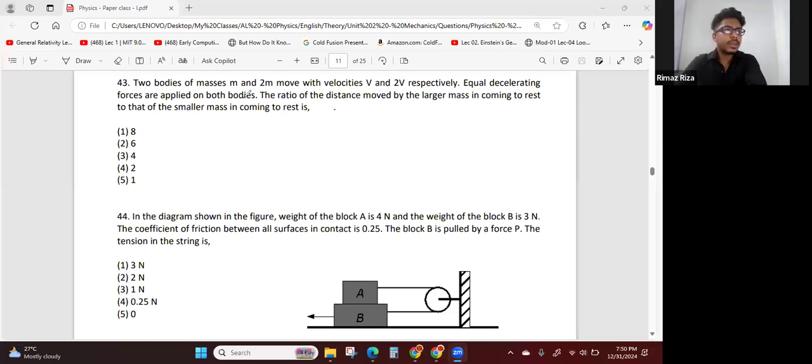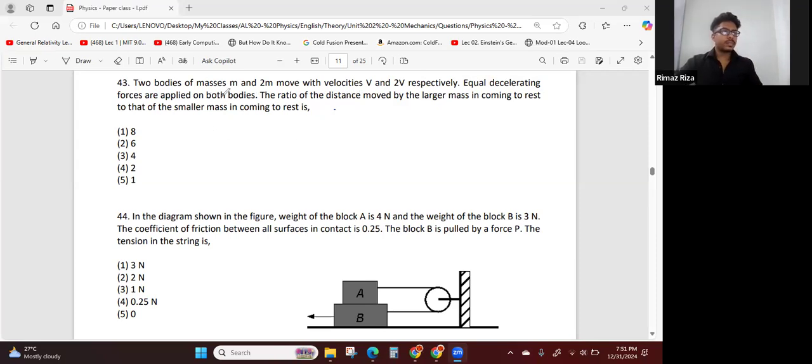So here two bodies of mass m and 2m move with velocities v and 2v respectively. So these are the initial conditions, v and 2v. I'll do this question in two methods. First, I can use equations of motion. Two bodies of mass m and 2m move with velocities v and 2v respectively. Equal decelerating forces are applied on both bodies. The ratio of the distance moved by the larger mass in coming to rest to that of the smaller mass in coming to rest is?